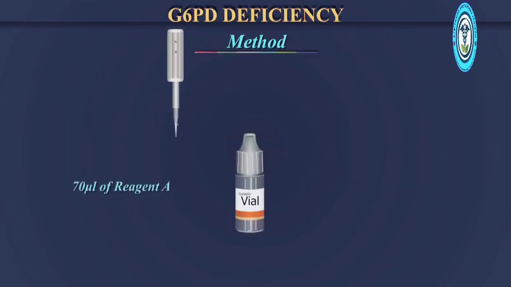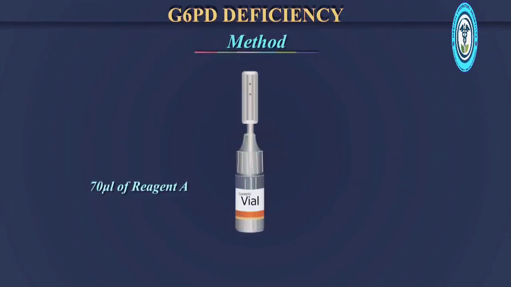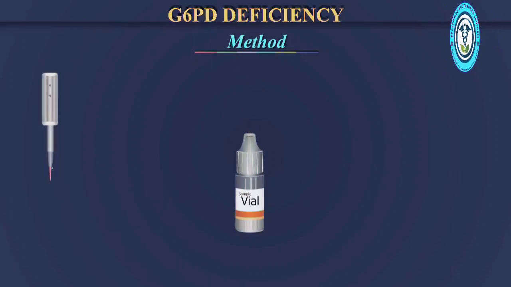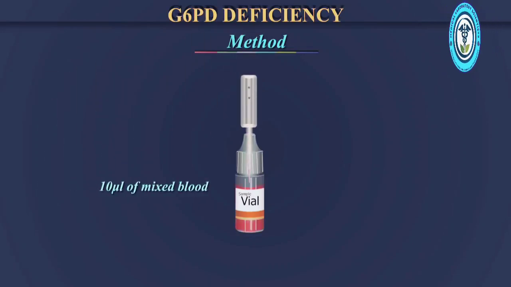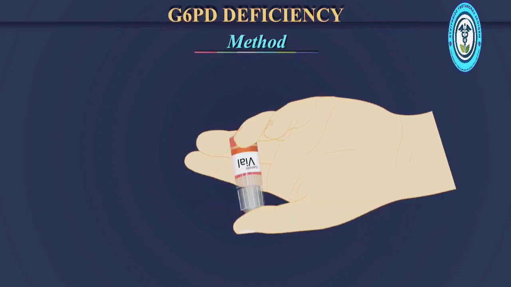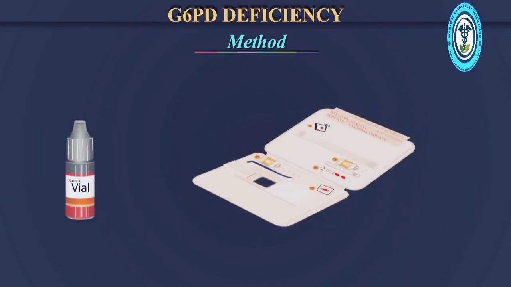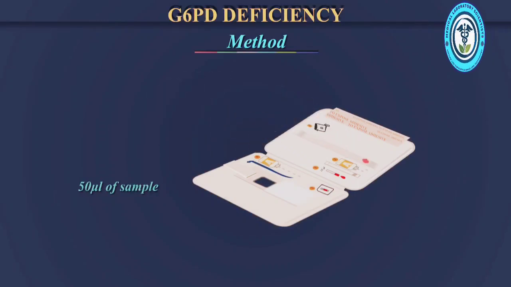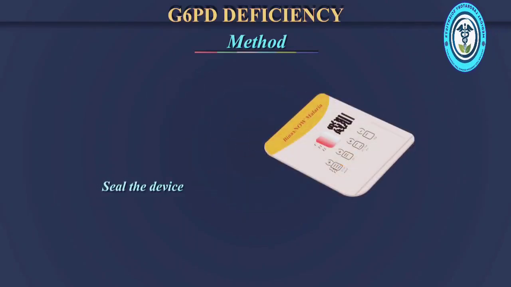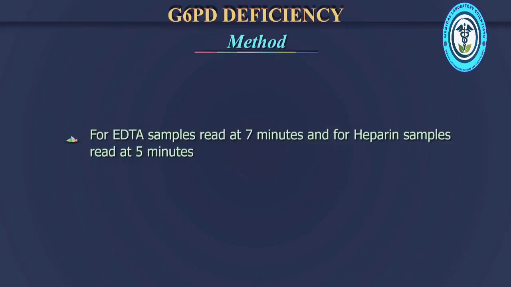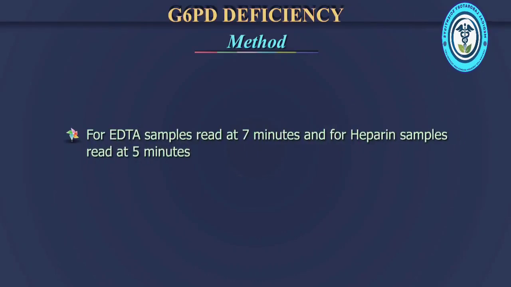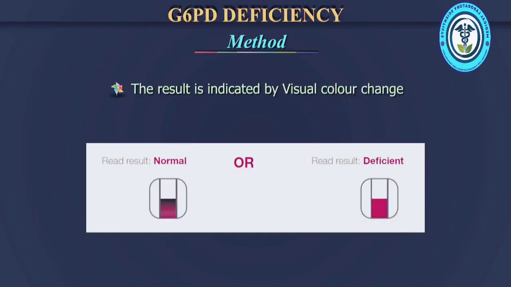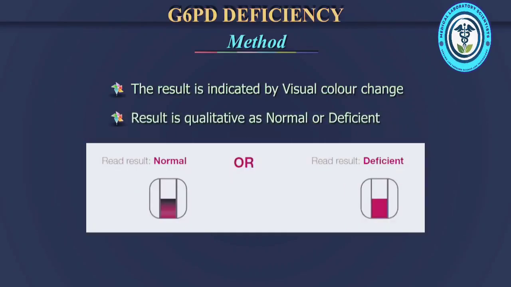The method. Step 1. Add 70 microliters of reagent A to the sample preparation vial. Step 2. Transfer 10 microliters of mixed blood to the sample preparation vial. Step 3. Mix the blood sample with reagent A. Step 4. Slowly add 50 microliters of sample to the middle of the white pad. Step 5. Remove the adhesive strip and securely seal the device closed. Step 6. For EDTA samples, read at 7 minutes, and for heparin samples, read at 5 minutes. The result is indicated by a visual color change. The result is qualitative as normal or deficient.